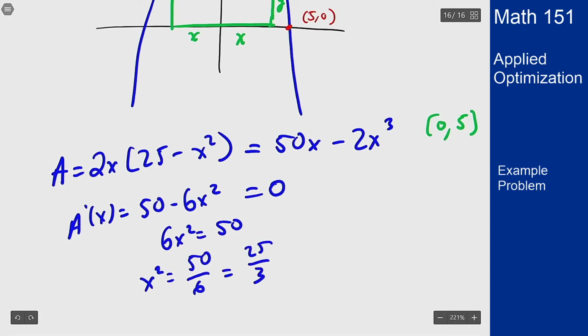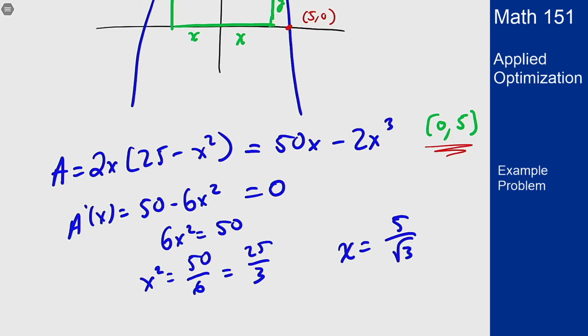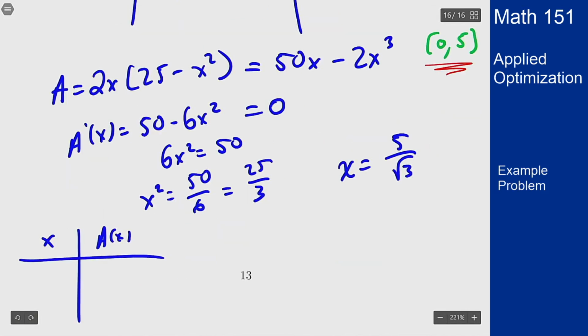So my critical point is that x is 5 over square root of 3, taking the square root of both sides. I only want the positive square root because I know that my x values must be positive. That gives me my critical point. I can then check that and the endpoints to see where the maximum value occurs. So I have my endpoints at 0 and 5, and my critical point at 5 over root 3.